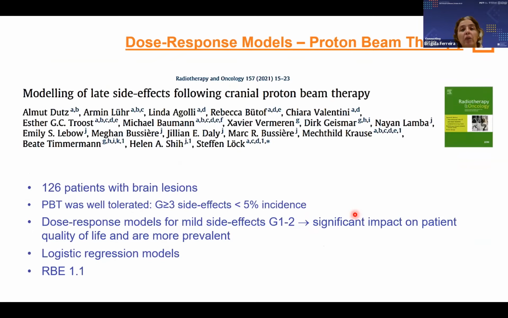So in terms of response models that were derived for proton beam therapy, there are many available. I'm only going to show a few. This is a case where they evaluated the mild side effects, because the incidence of grade 3 side effects was very low. So they decided to focus on grade 1 and grade 2 side effects, and they used patients with brain lesions. In this case, they used an RBE of 1.1.